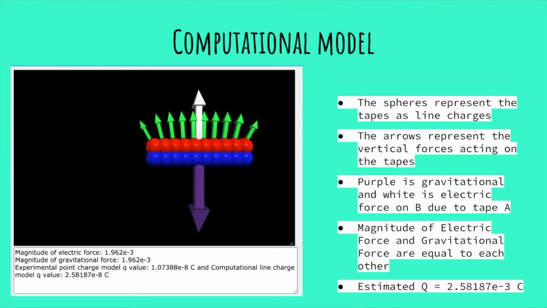As you can see from the writing down in the bottom, the magnitudes of them are equal to each other, and they have a magnitude of 1.962 times 10 to the negative 3. And we found this by playing around with our Q estimate, and we ended up finding that our estimated Q to make this happen would be 2.58187 times 10 to the negative 8 coulombs, not negative 3. And the magnitude of the electric force and gravitational force are equal to each other.